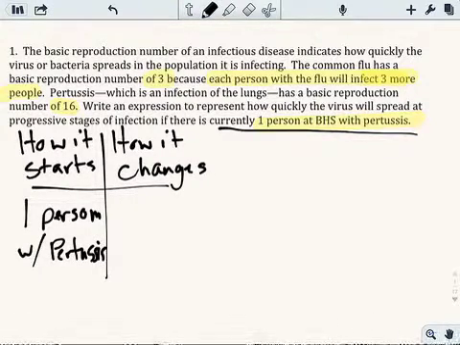1 person with pertussis. Sorry about my sniffles, I got some allergies today. And now we're going to think about how it changes. So here's how it changes.